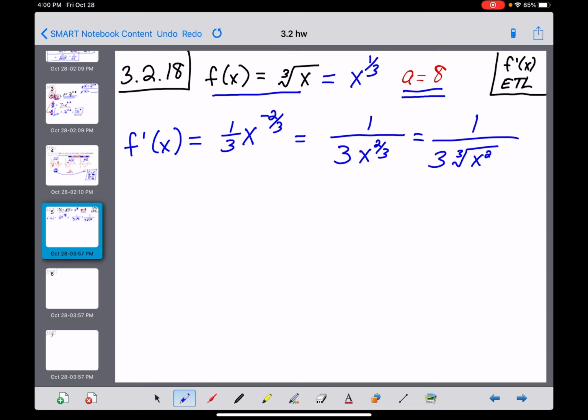So what do we need to do now? That's f prime of x. That's the first thing they were looking for here in the answer, so we got that. Now we need the equation of the tangent line. And to do that, we've got to evaluate two things.